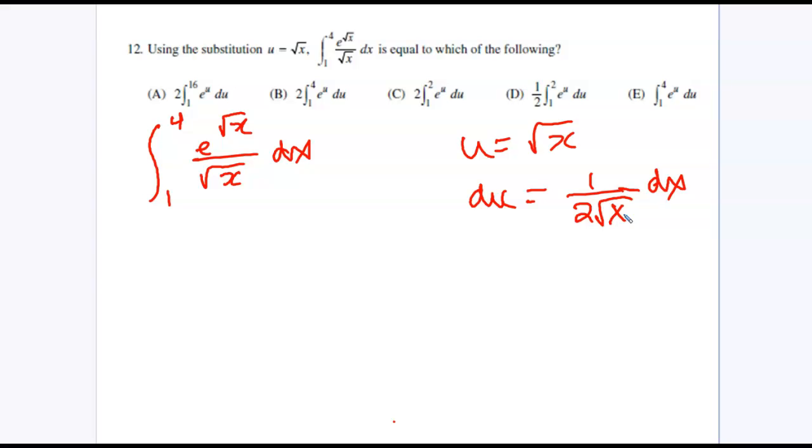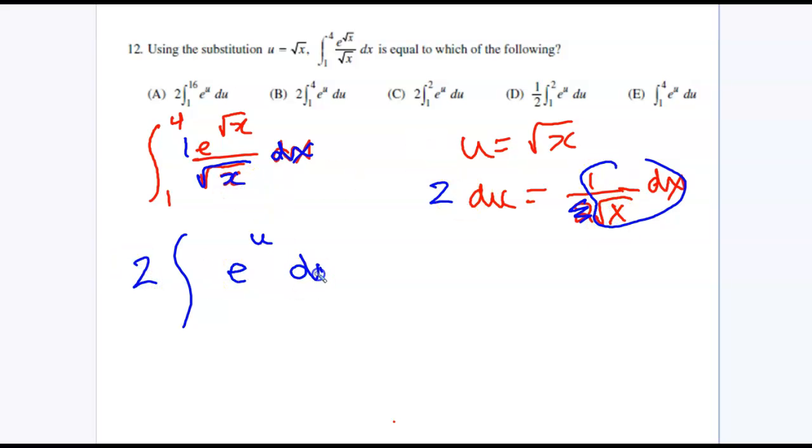So notice I have a 1 over root x dx, which is similar to this, except I have to get rid of that 2. So this time I'm going to multiply both sides by 2. So now when I make my substitution, in place of root x, I'm putting e to the u. In place of the 1 over root x dx, I'm putting in 2 du.